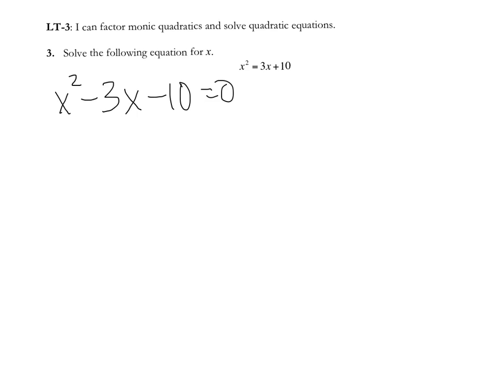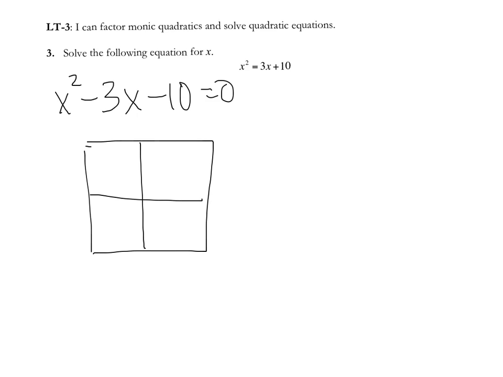Now, what I want to do next is factor this quadratic piece. Once I have it factored, I'm going to use the zero product property to solve. So now I need to factor x squared minus 3x minus 10. So I'm going to set up my little multiplication box. Again, this is a monic quadratic, so I know this is going to come from multiplying x plus some number times x plus some other number.